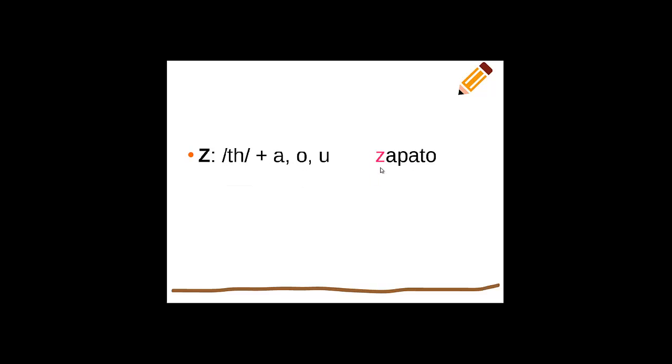And last but not least, we have zeta. Zeta is pronounced like the th, except that zeta is only used with a, o, and u. That is, like in zapato, shoe. The reason why, I bet you can guess, is because for E and I we have the C. And this is the theory. That is it. Not too long.